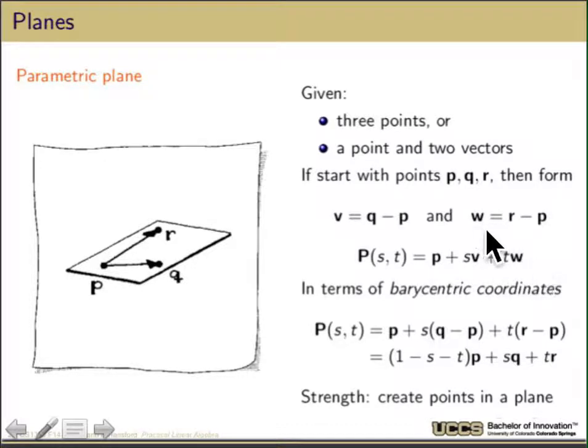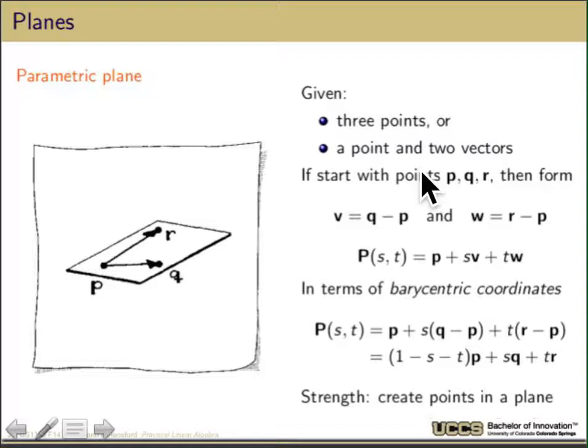And if we want to put that in full barycentric coordinates, we can say that that's (1 minus S minus T) times P plus S times Q plus T times R. We're just multiplying all this out and putting it all back together. The strength of this is it allows me to create points in a plane. So if I want to walk along a plane by just iterating in it, this is easy. Much like the Bresenham line drawing algorithm, if I want to draw a plane, there are actually better techniques than just trying to step along inside of it.